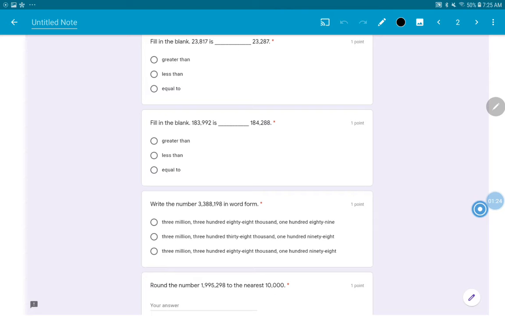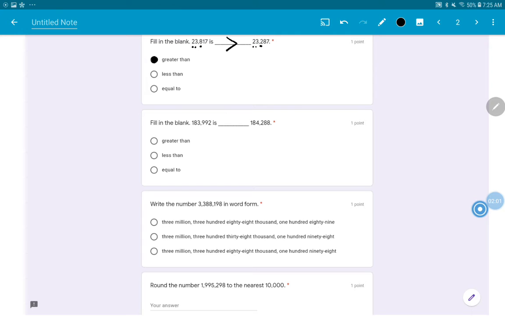Next, we're going to compare the numbers 23,817 and 23,287. So when we're comparing numbers, we always start with our greatest place value. We have 2 in the 10,000s in both, so we go to the next place value. 3,000s, that's the same also. So we continue. I have 800s and I have 200s. I know 800s is more than 200s, so the correct answer is greater than.